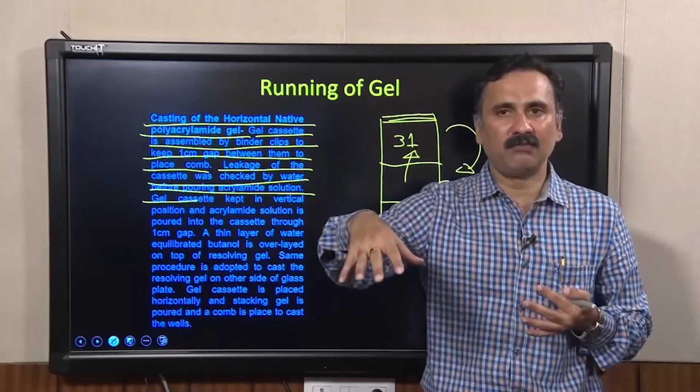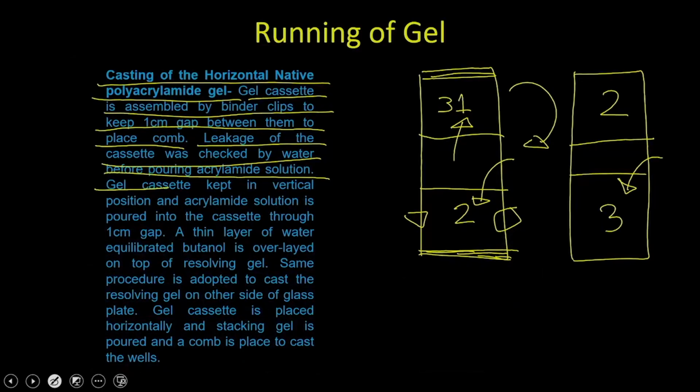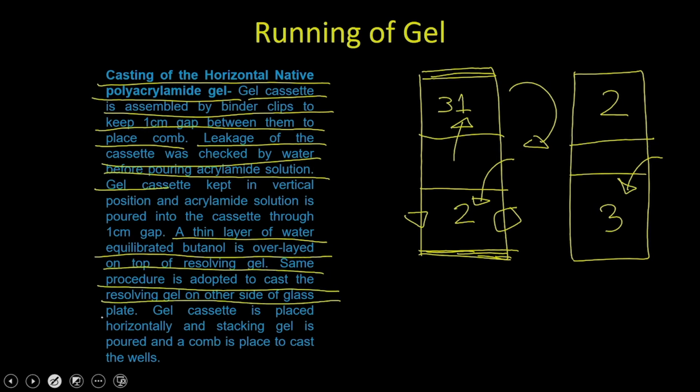First you cast for the number 2, then you cast for the number 3, and then the middle portion is going to be empty, and a thin layer of water-equilibrated butanol is overlaid on top of the resolving gel. The same procedure is adopted to cast the resolving gel on the other side of the glass plate.